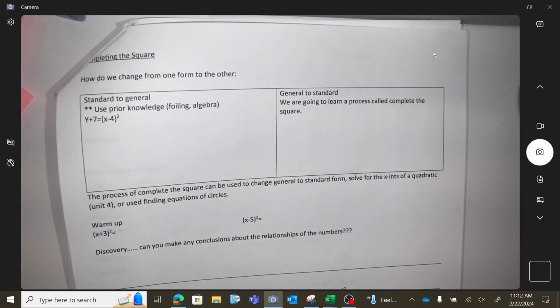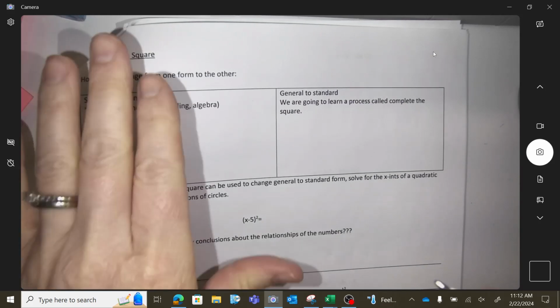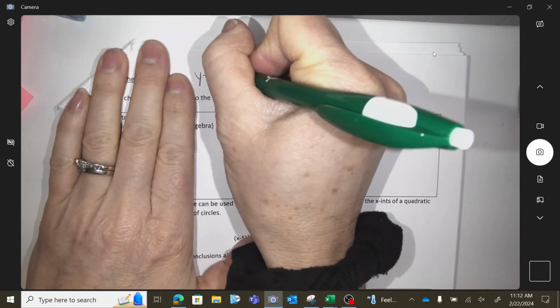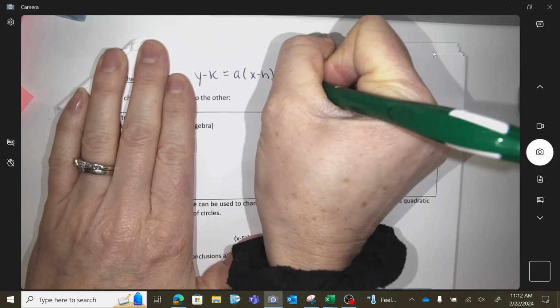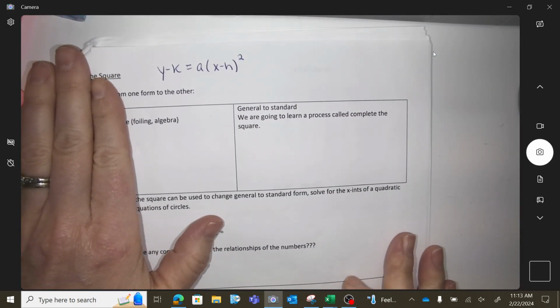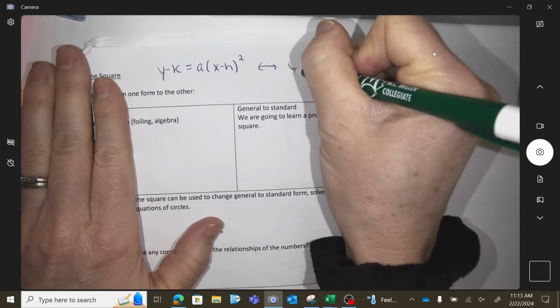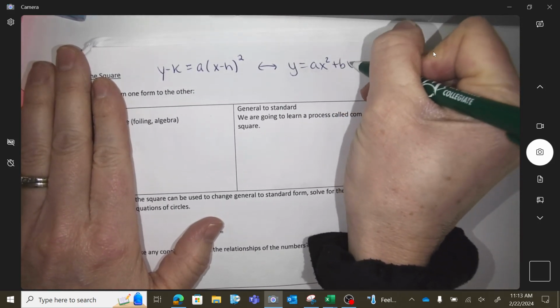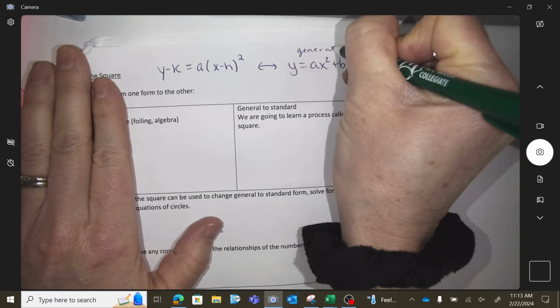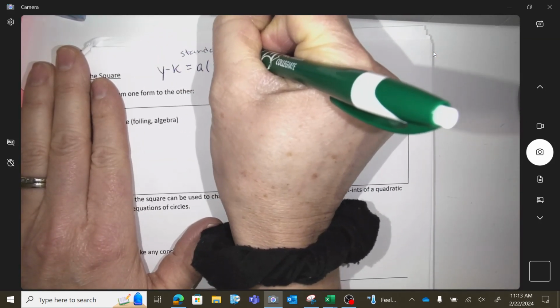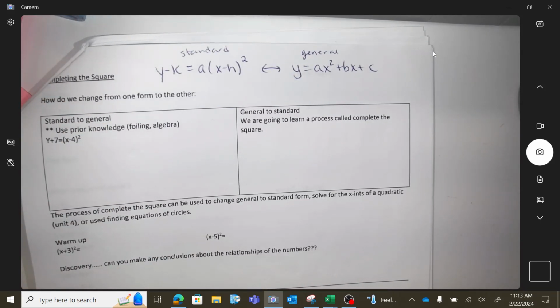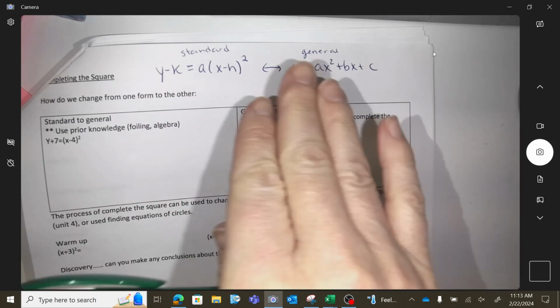Okay, so to understand this lesson, you need to understand we've done two different formulas now. We have what we call standard form, and we have what we call general. I should mathematically, algebraically be able to go between the two forms. So that's what we're going to learn today. How can I go from this way to this way? How can I go from this way to this way?